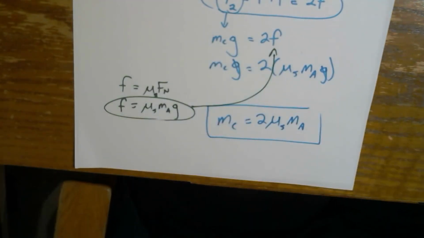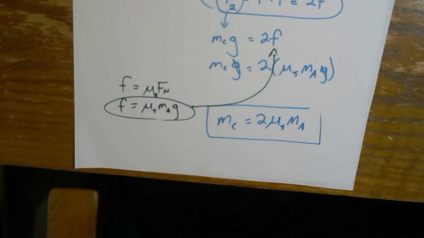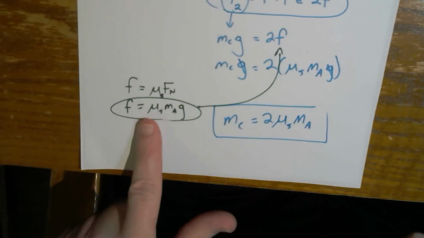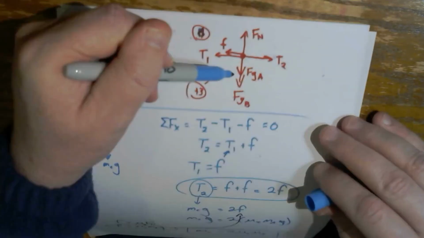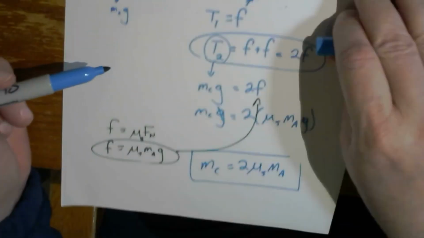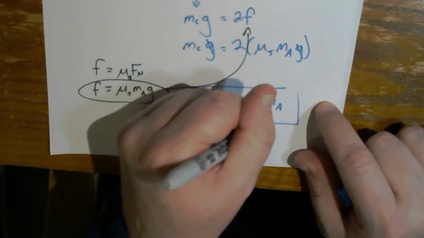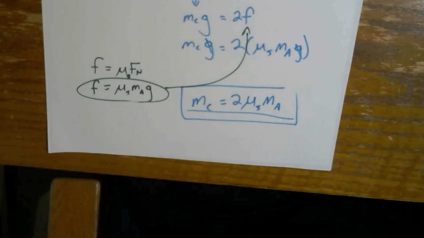And that's your answer. Now, you could have done this another way. You could have found friction in terms of the free body diagram for block B and done a similar thing. It would have been a lot more algebra, but ultimately you would have come to the same solution right here.